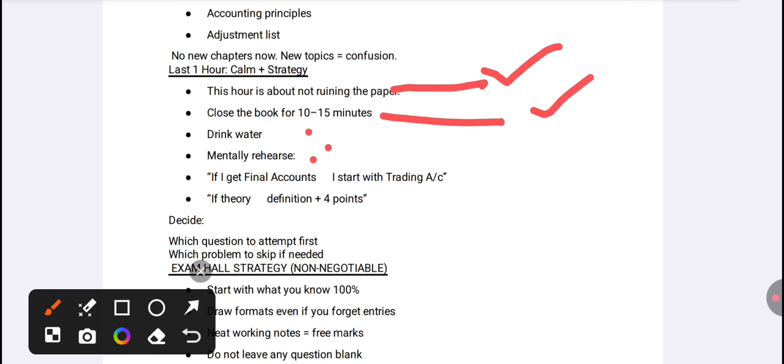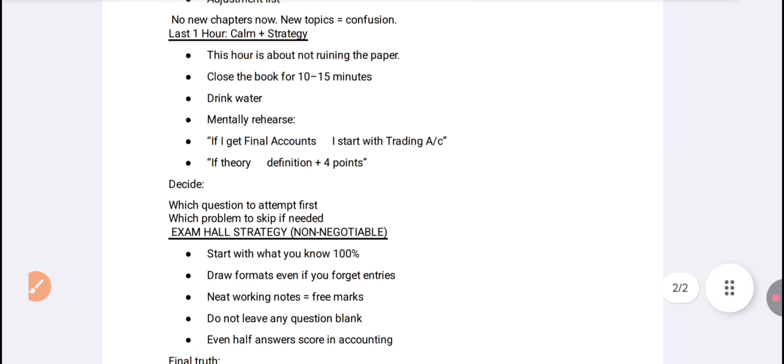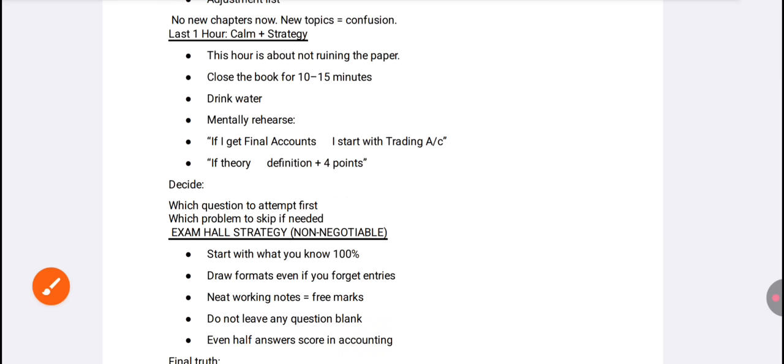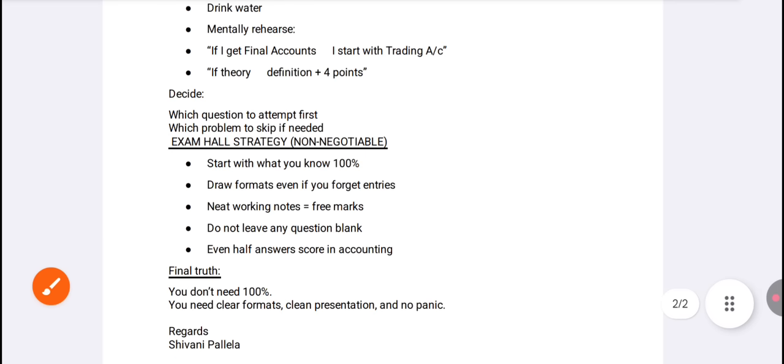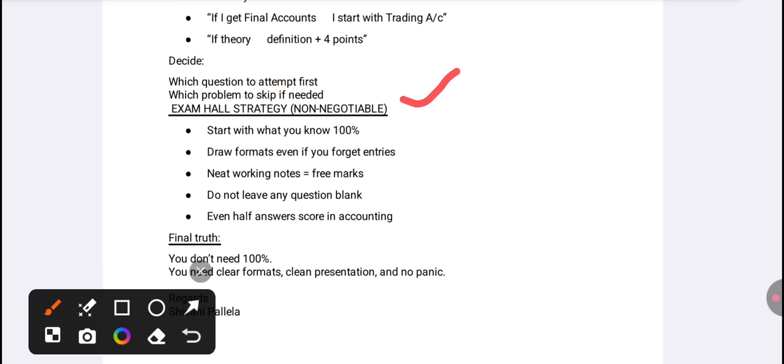If I get final accounts, I'll start with the trading account. If I get any theory, I will start with the definition and the points. You need to stick to the point. This is the strategy you need to understand. Decide beforehand which question you will attempt first and which problem you will skip if needed. Clear, students?